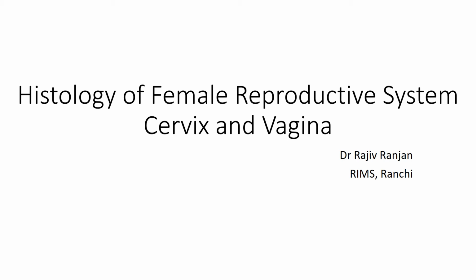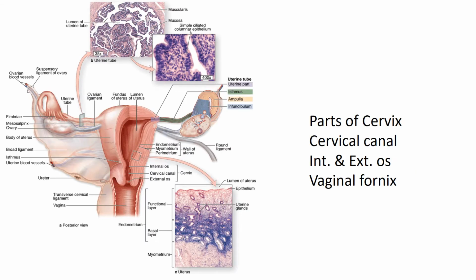Good morning. Today's class is about the histology of the female reproductive system, and we are going to discuss the histology of cervix and vagina. Now, the cervix is divided into two distinct portions. One portion is in continuity with the cavity or the lumen of the uterus, and this is the anteriorly placed portion, known as the internal os.